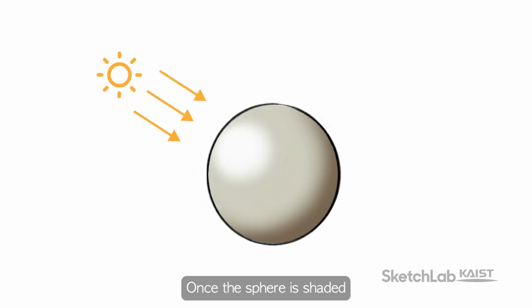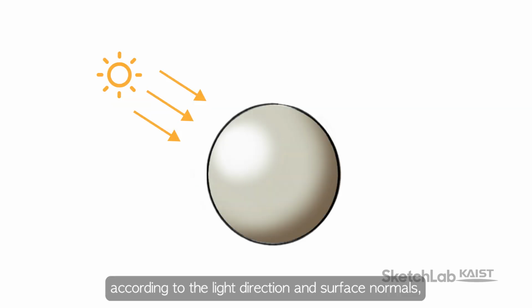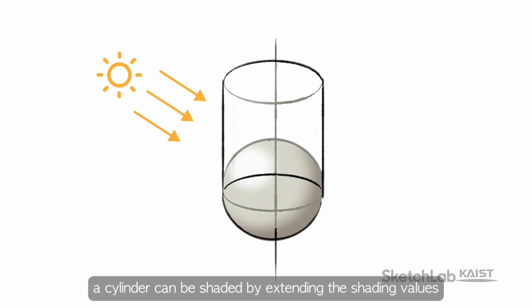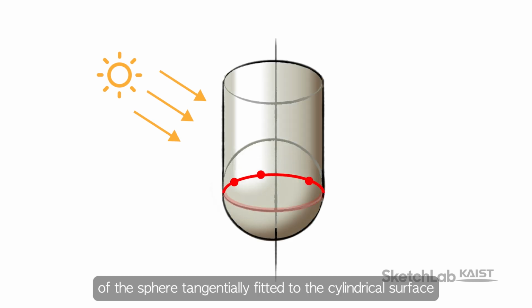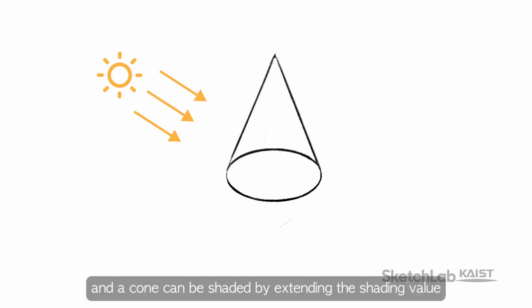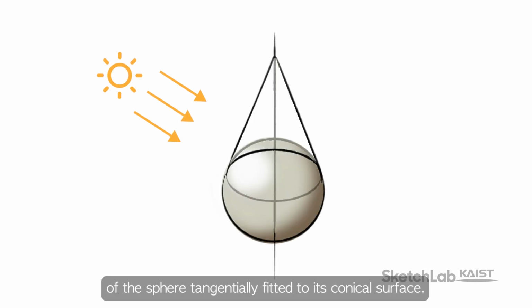Once the sphere is shaded according to the light direction and surface normals, a cylinder can be shaded by extending the shading values of the sphere tangentially fitted to the cylindrical surface, and a cone can be shaded by extending the shading value of the sphere tangentially fitted to its conical surface.